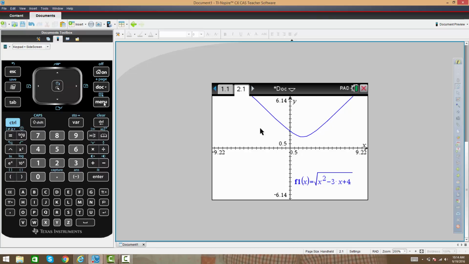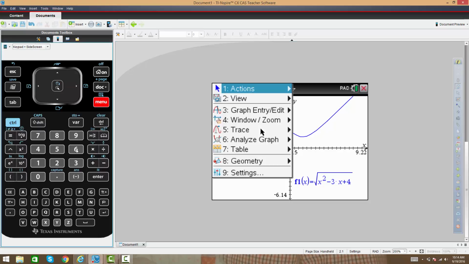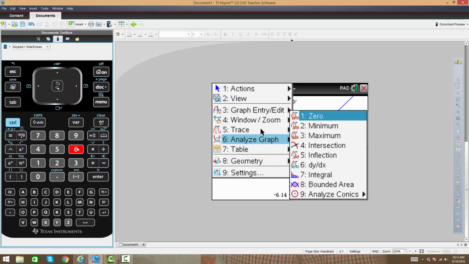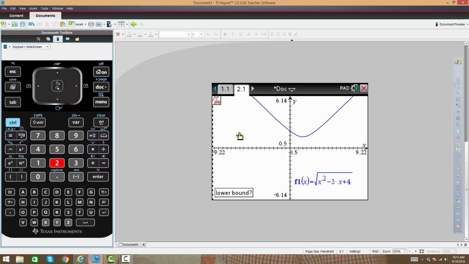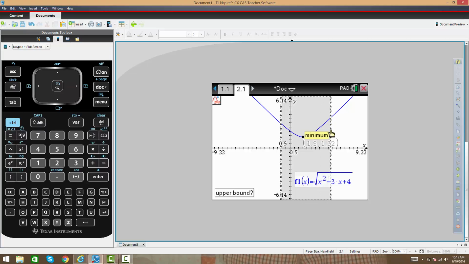To find the minimum, I'm going to go to Menu, Analyze Graph, which is choice 6, so I'm just going to hit 6. And I want the minimum, so that's choice 2 in that menu. Now the calculator asks me some questions. Lower bound, so I'm going to click that vertical line below the minimum, click it above the minimum, and we see 1.5, aka 3 halves.